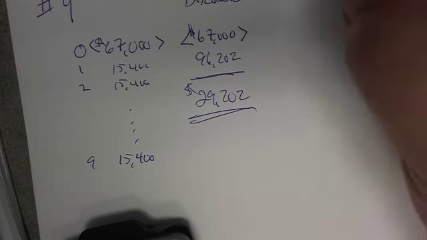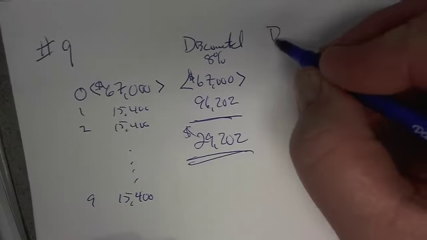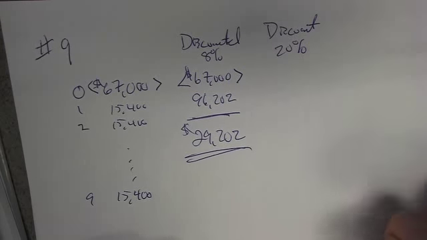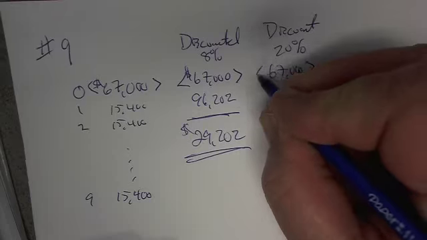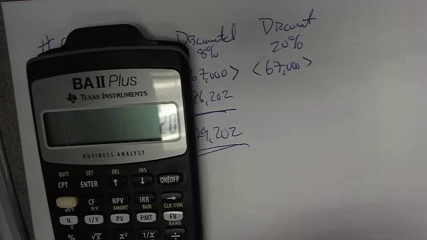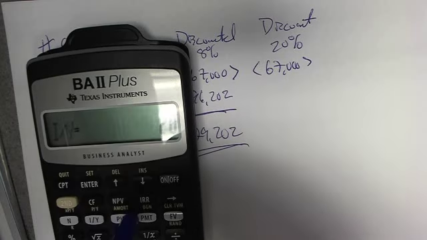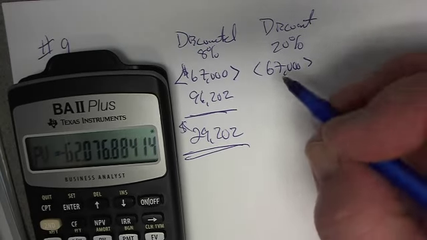Okay, so we're going to do this again. Discounted at 8%, now we're going to discount at 20%. Let's see what we get. We still have $67,000 as the initial investment, but now we're going to put 20% in as our interest rate. See that? 20% is the interest rate. And we're going to compute the present value, and we get $62,076.